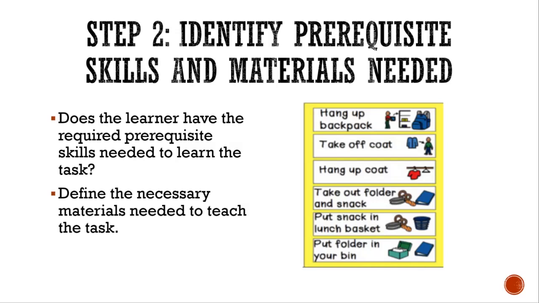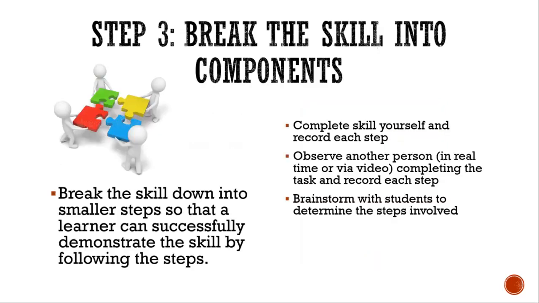And also we need to define the necessary materials that we need to teach the task. So the materials needed might be the actual objects that we're going to use. They may be visual supports. They may be a video for modeling that task, but we need to define and collect those as well. Often collecting data on the performance of the targeted skill can give you the information about what materials are needed and also what prerequisite skills are going to be needed for the student to be able to perform them.